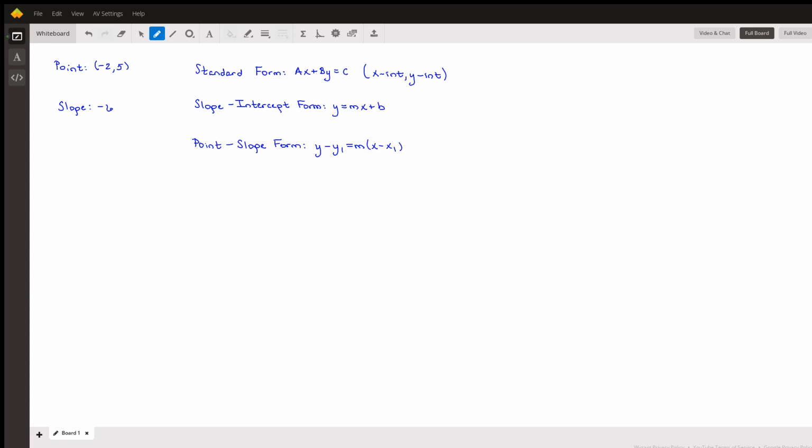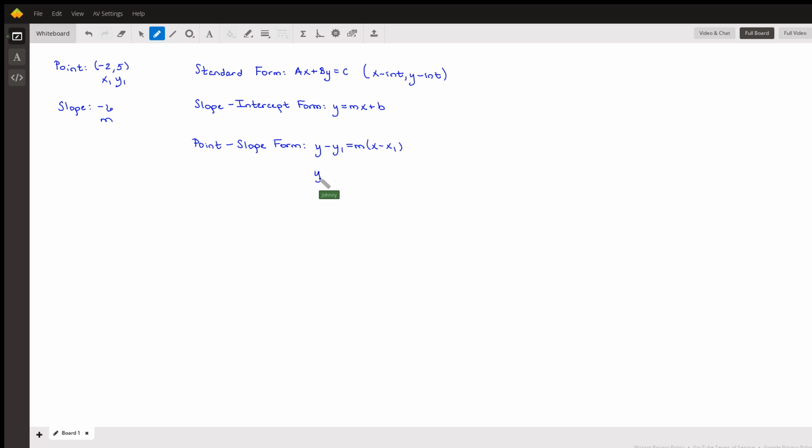Finally, we have point-slope form. Right? And as the name suggests, it's really useful if you're given a point and a slope. That's the situation we have here. We have a point and we have a slope. So I'm going to label my point as x1, y1, and then let's just call our slope m. So we have everything we need to plug into point-slope form.